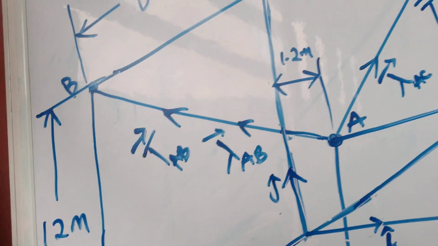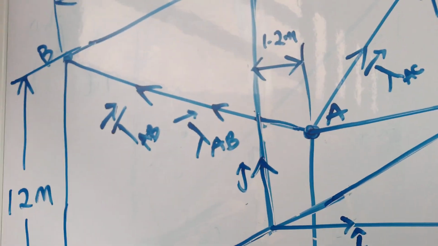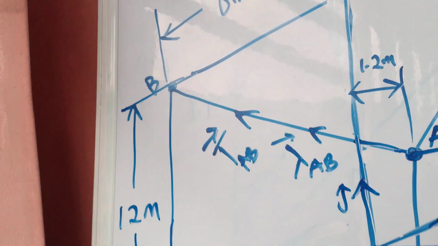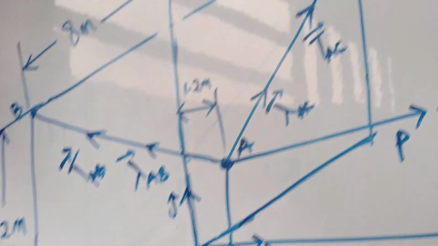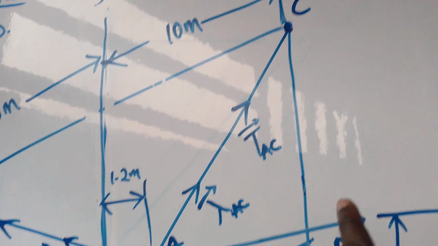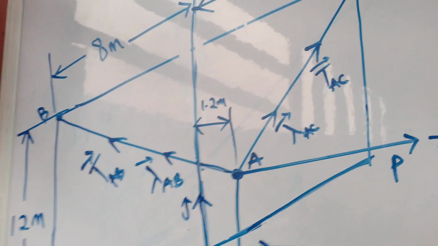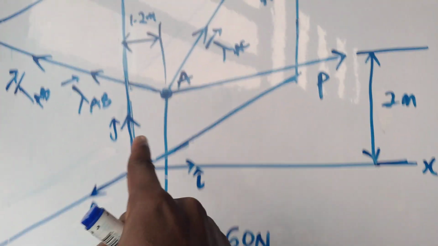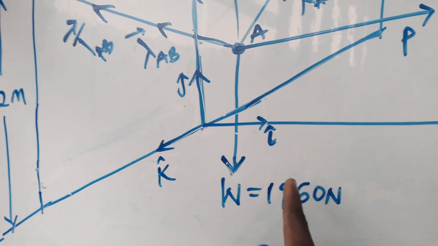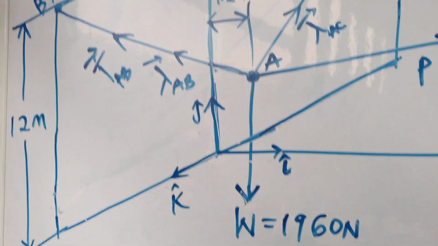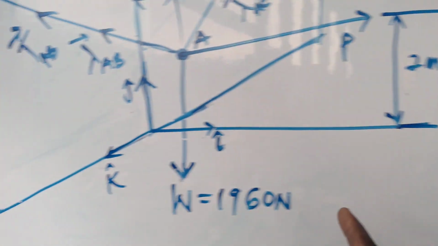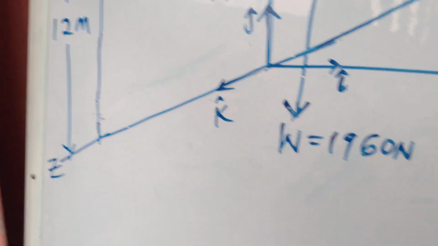And along cable AB, we have the unit vector lambda AB, and we also have the tension force TAB. Then we have the unit vector lambda AC along cable AC and the tension force TAC. Alright, and then we also observe that force P is acting this way horizontally. Then we look at the I, J, and K coordinates. J is acting along the y-axis, I along the x, and K along the z-axis.